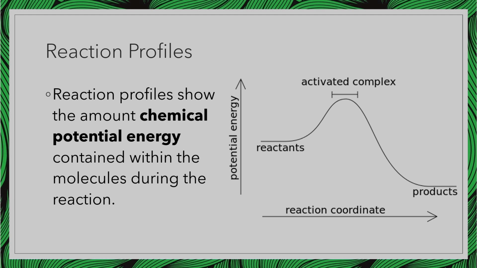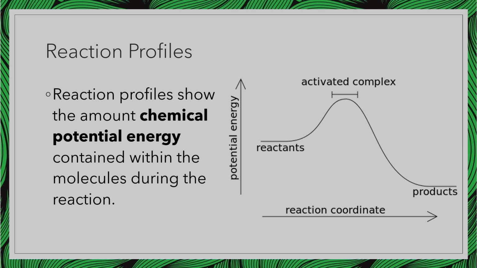Another thing we have to look at is reaction profiles. So during a reaction, we deal with a lot of energy stuff. Okay, reactants have energy, products have energy, and the reaction profile shows the amount of chemical potential energy contained within the molecules during the reaction. So remember, total energy of a system is potential energy plus kinetic energy. For reaction profiles, we're just looking at the potential energy, so the stored energy, and we're just looking at this energy that's stored within the chemical bonds themselves.